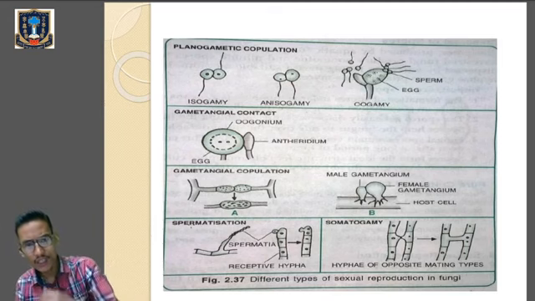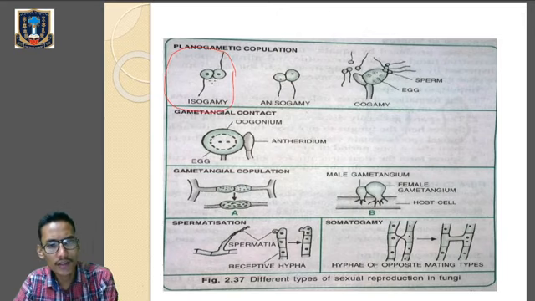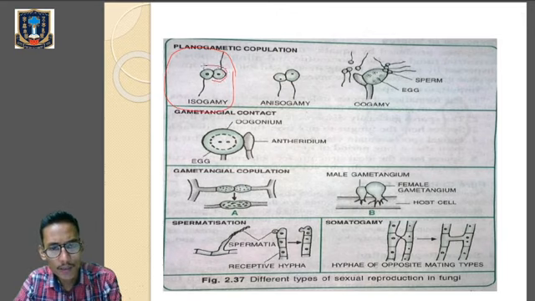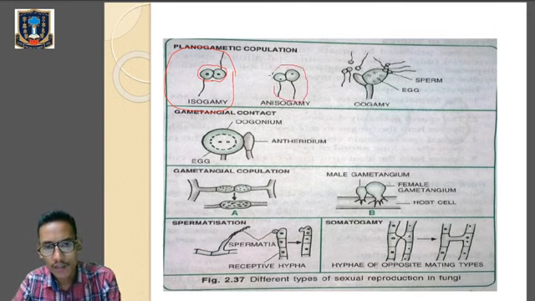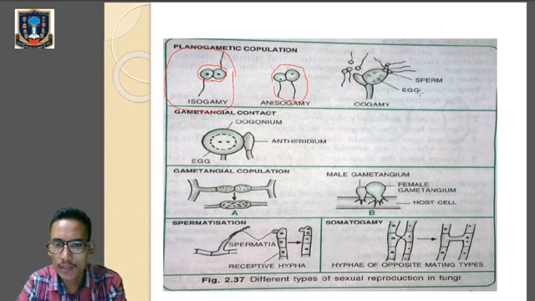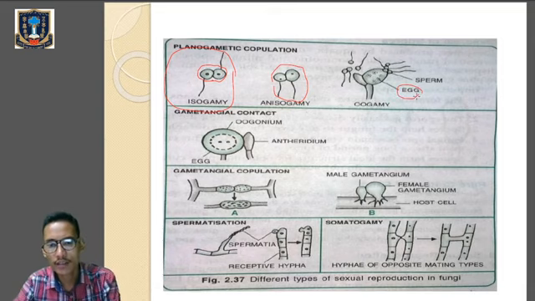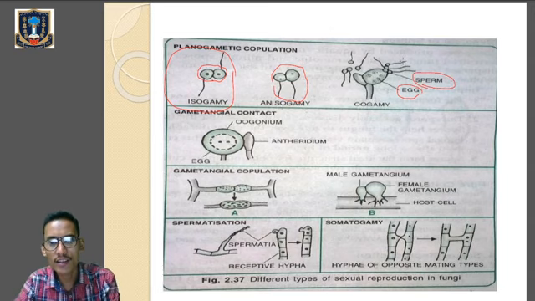Here you can see isogamy, where the fusing gametes are morphologically similar. Can you see? Both the gametes are similar in terms of structure. Then anisogamy, where the fusing gametes are morphologically and physiologically different. And oogamy, you can see the egg over here, the female gamete, which is non-motile, and the sperm, which are small, motile and active.